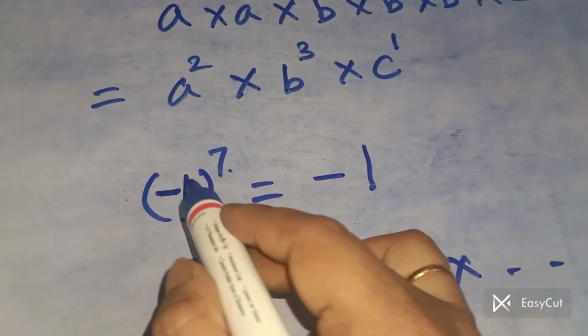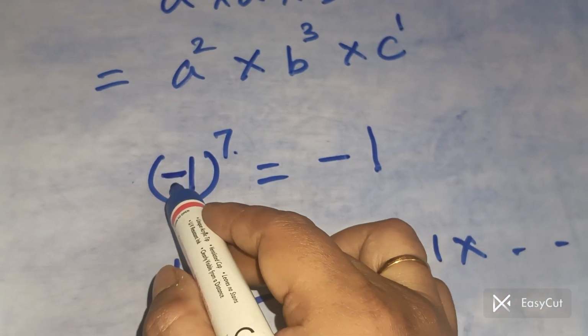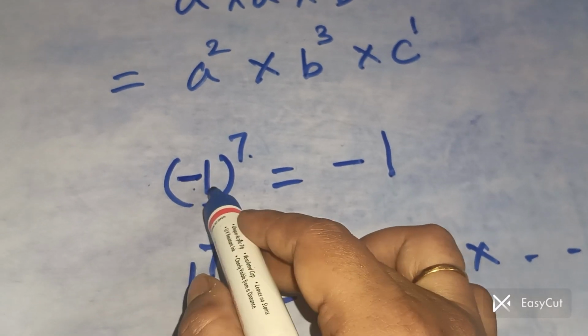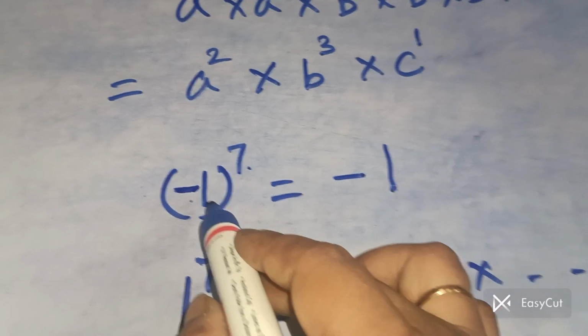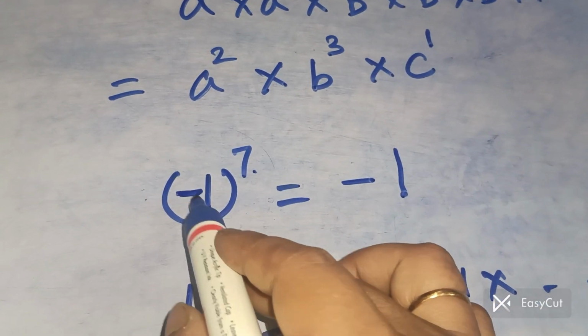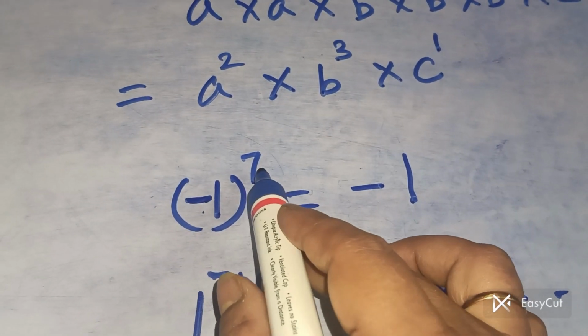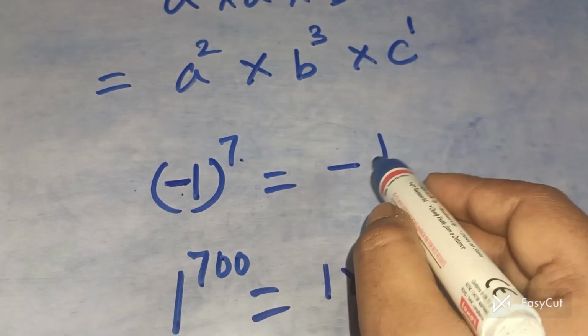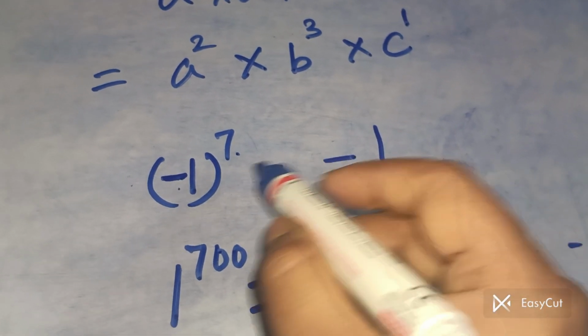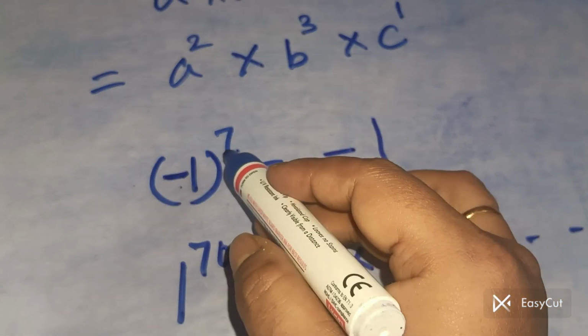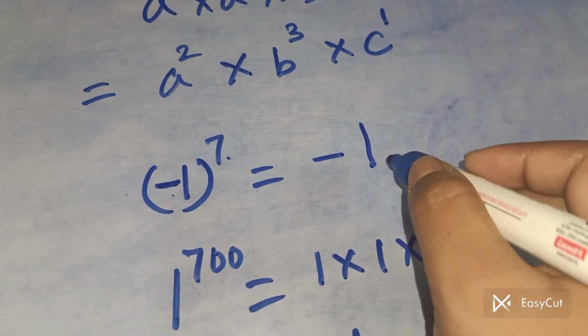So here it is a combination of the negative sign and the numerical value 1. When we multiply this negative sign 7 times, that is an odd number of times, the negative sign appears in the answer, and 1 multiplied 7 times is again 1.